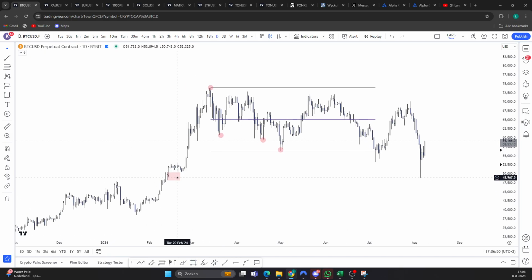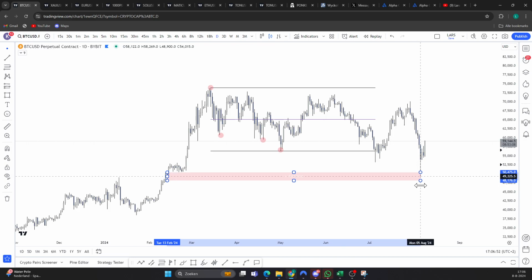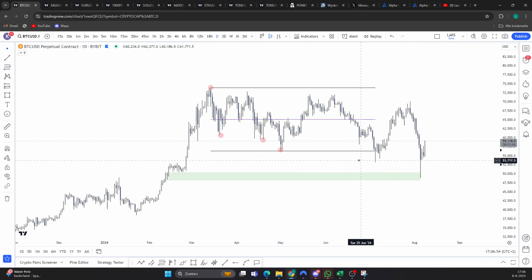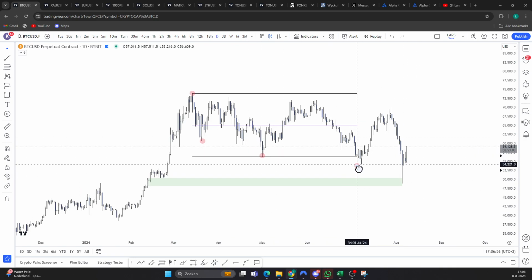This was a very important demand zone. That's exactly what we just mitigated. But price came down one more time. Now, on the daily time frame, this may look like a low time frame schematic, or on the daily time frame, this might look like a 4-tap, okay?